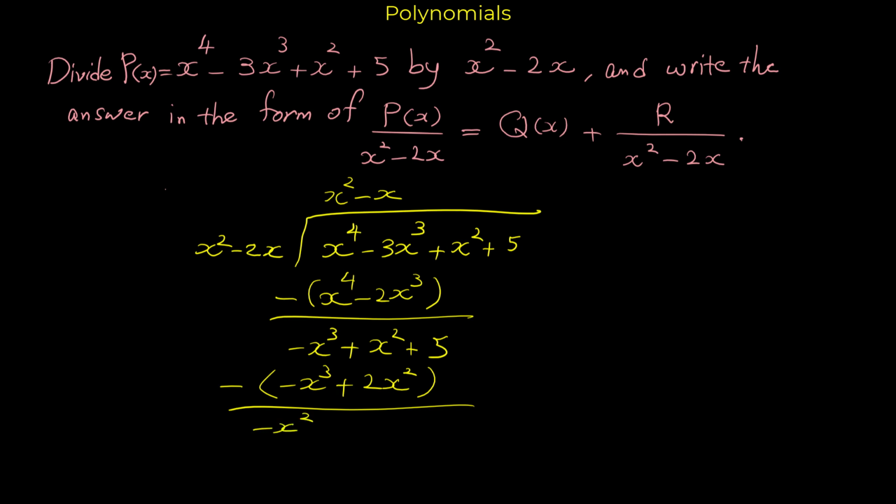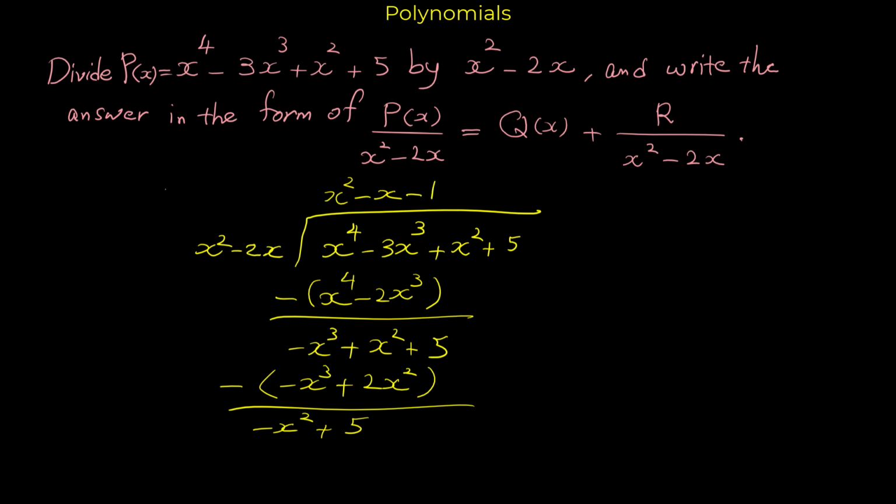And then we have to add 5. Can we continue division? Yes, we can, because we have x² and x², it's still divisible because the degree is the same. We stop when the degree of the remainder is less than the degree of the divisor, but still the degrees are the same, so we can continue. Negative x² divided by x² is negative 1. So we put negative 1 here.